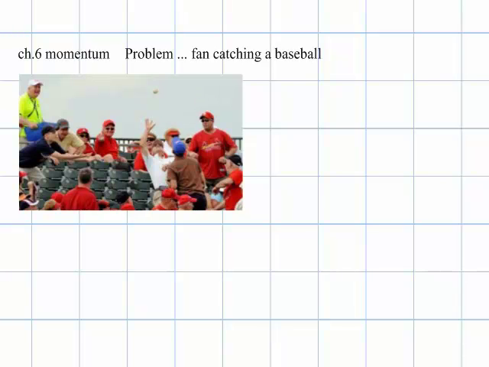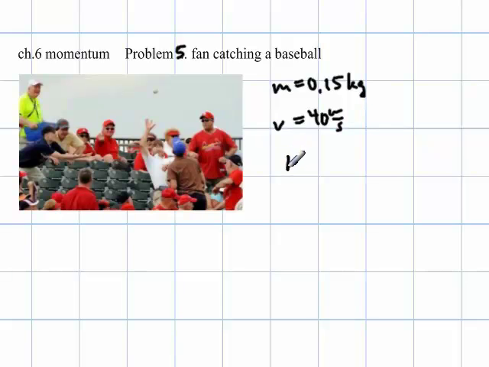This is chapter 6, problem 5. It says, at a ball game, consider a baseball of mass m equals 0.15 kilograms that falls directly downward at a speed of v equals 40 meters per second into the hands of a fan. What impulse Ft must be supplied to bring the ball to rest?